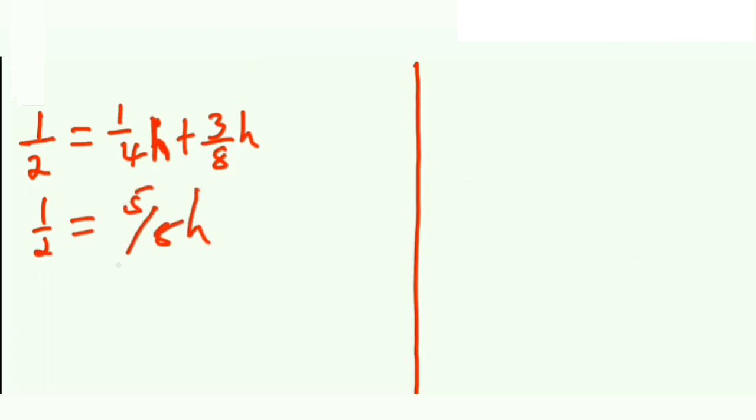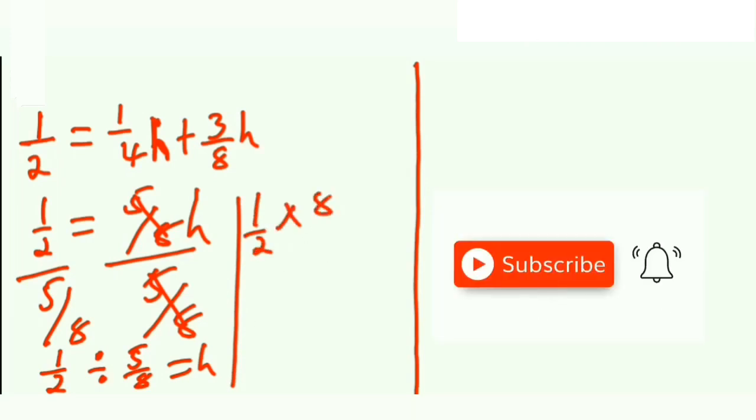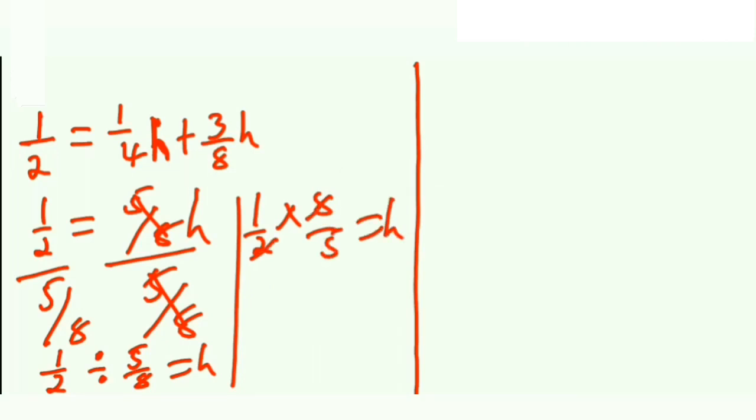Adding quarter H plus 3/8 H, half equals 5/8 H. Then divide by 5/8 over 5/8. So half divided by 5/8 equals H. Half times 8/5 equals H. Cancel 2 into 2, 1, and 2 into 8, that is 4. So the answer equals 4/5, equals H.